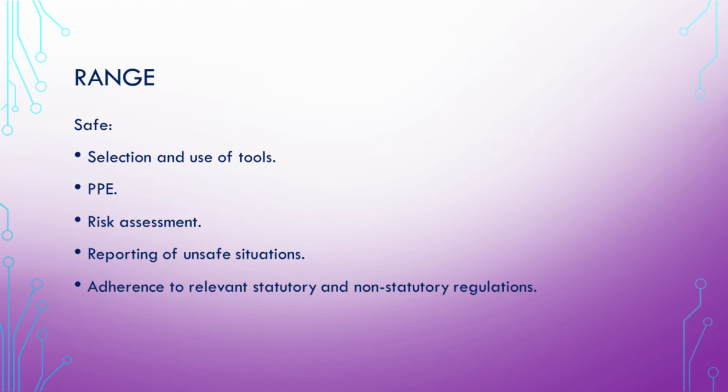We also look at safety of what you're doing as part of the range elements, which looks at selection and use of tools, PPE, your understanding of what PPE is required for the task that you're undertaking, risk assessment, making sure that when you're doing the job you've assessed it and it's safe to do that work, reporting of unsafe situations so that you know the procedures to report if something is not safe to continue the termination process, adherence to relevant statutory and non-statutory regulations, so what you need to apply to and what you need to do to be safe.